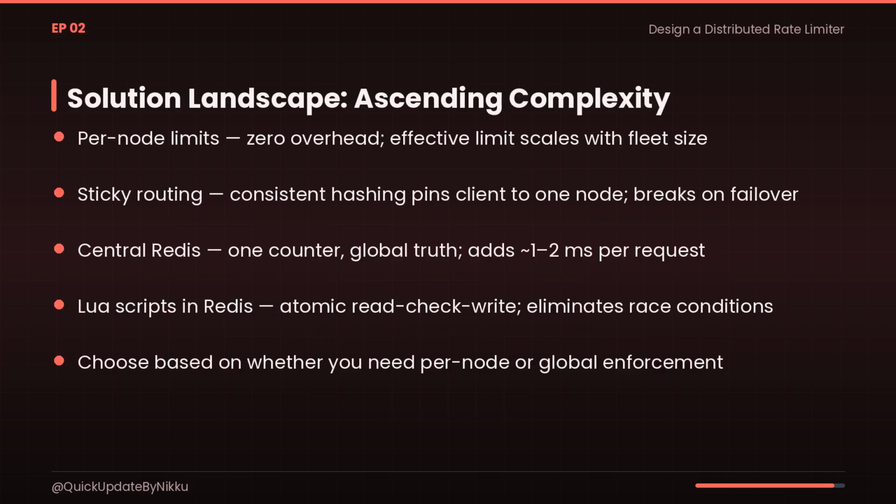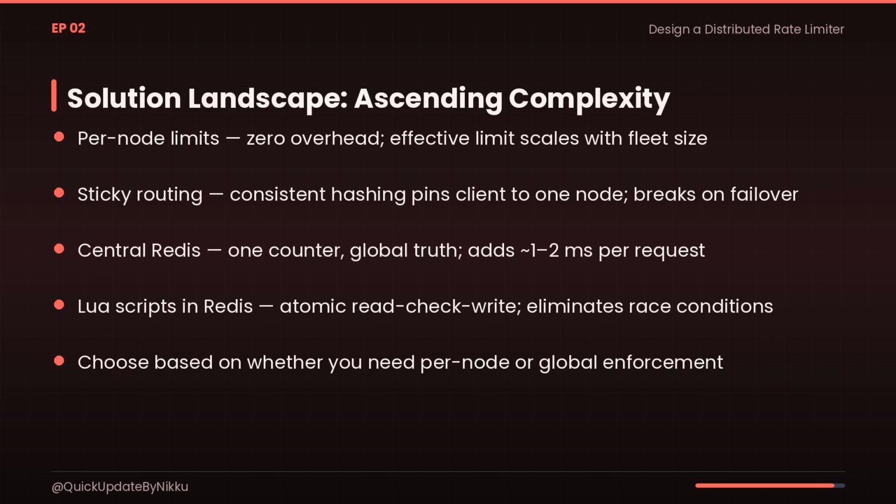Each option trades simplicity for correctness. Per node limiting is perfectly valid when you are protecting per node CPU rather than enforcing a global business quota. Sticky routing eliminates coordination overhead but shatters during rolling deployments and node restarts. Central Redis gives you one authoritative counter at the cost of a network round trip. And Lua scripts on Redis give you atomicity on top of that, which as we established is non-negotiable for correctness under concurrent load.